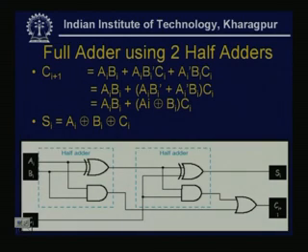See that the carry is, we can write AB plus, if it is a 2 bit sum, earlier, this is A XOR B, and this is with CI. So this is nothing but AB plus BC plus CA, and similarly the sum is actually the XOR of the three inputs.